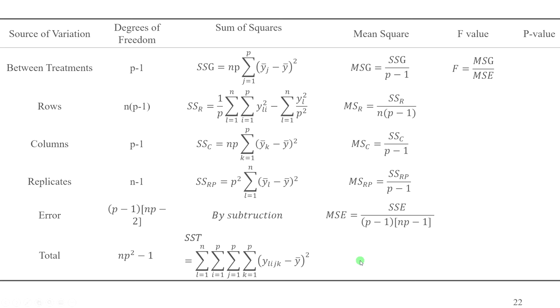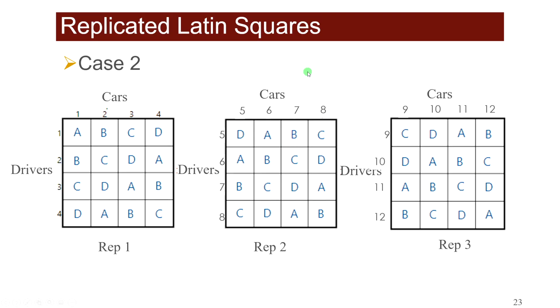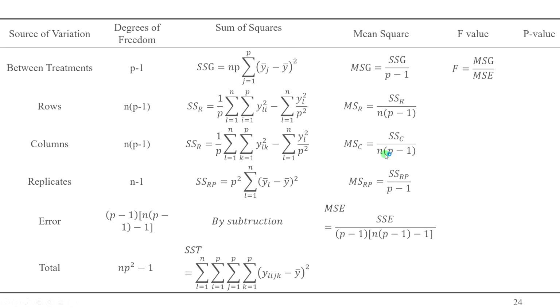In this case, we have used different values for the rows. The ANOVA table is shown on this slide. If we use different values for the columns, the calculation will need to be switched. In the last case, we can use different levels for both the row and column factors. As you can see, we not only use 12 different drivers, but we also use 12 different cars. In this case, we have used different levels for both the rows and the columns, and the calculation of the ANOVA table is shown on this slide.